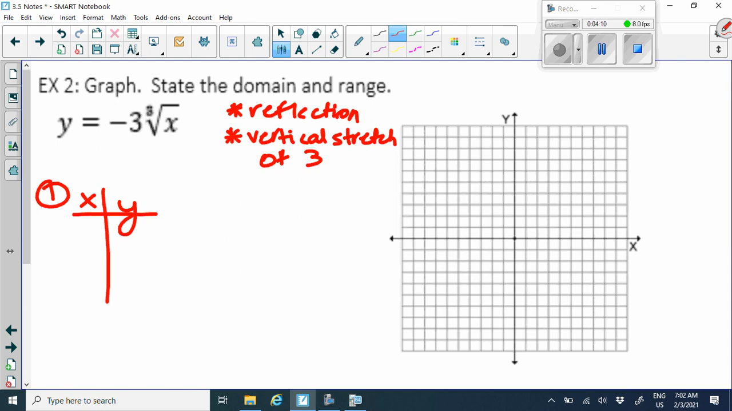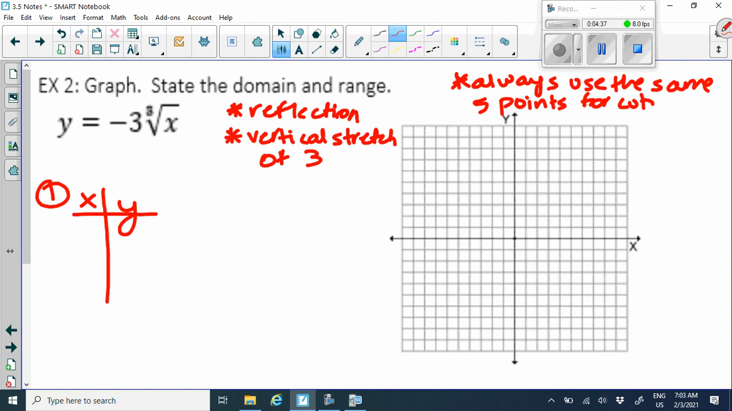Now, even though we have that negative 3, we are still going to use the same 5 points as we used for the parent cube root function. Anytime you have a cube root, you'll always use the same 5 points. And when we get to the square root, you will always use the same 4 points there. The 5 points we used are negative 8, negative 1, 0, 1, and 8.